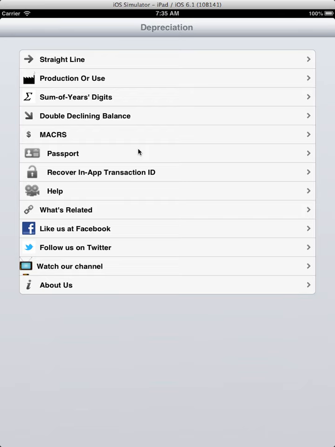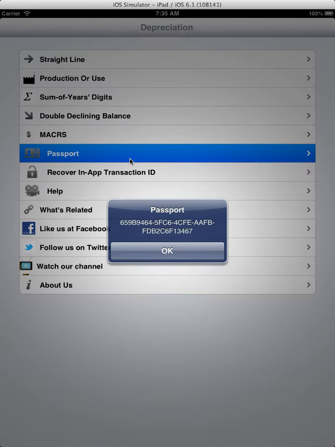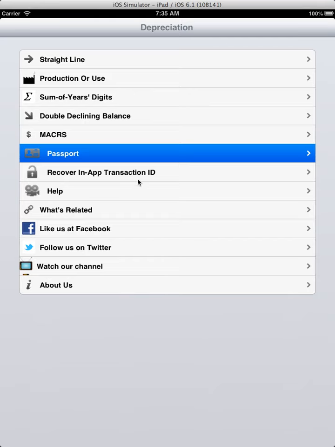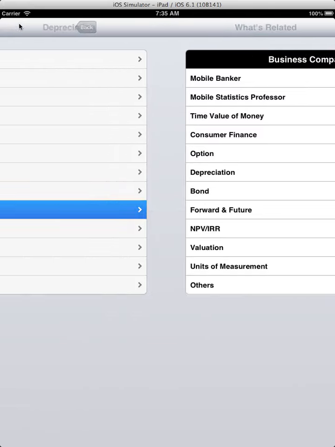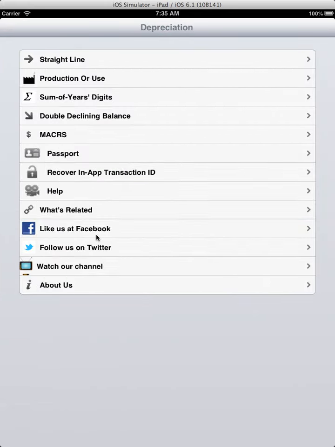and in case you would like to renew your license, you click on the passport, that is what is your passport ID, and to recover your in-app purchase, this is what it is, and to play the help video, this is what you can click, and then what's related, these are the other related applications by Business Compass LLC, and our Facebook page, Twitter page, social media channel.